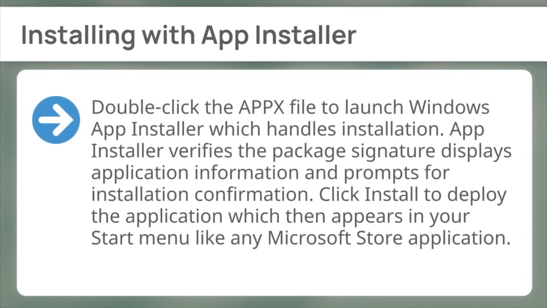Double-click the APPX file to launch Windows App Installer, which handles installation. App Installer verifies the package signature, displays application information, and prompts for installation confirmation. Click Install to deploy the application, which then appears in your Start menu like any Microsoft Store application.